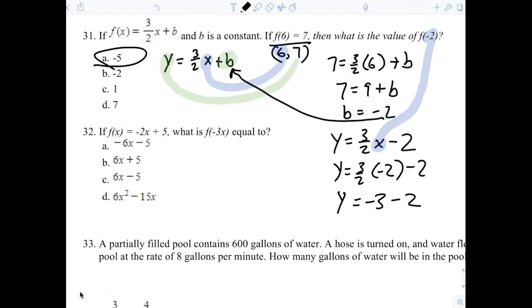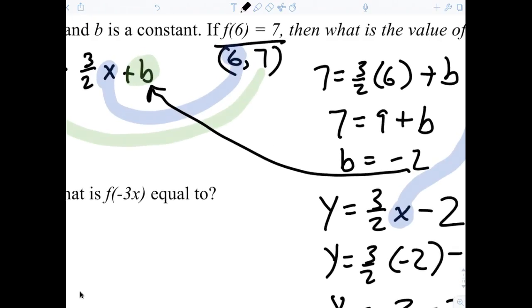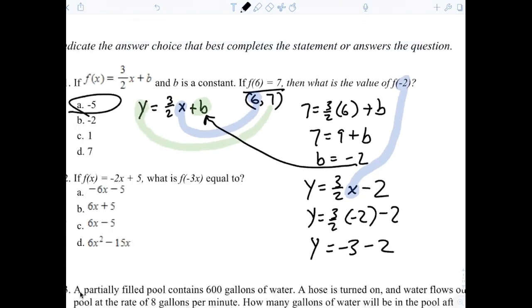When you found out the x and y, 6 and 7, I plugged that into the equation to figure out what B is. Yeah, I know, but how did you get 6 and 7? That's what this means up here, remember? Oh, the x is 6 and the y is 7. That's what that means. All right?